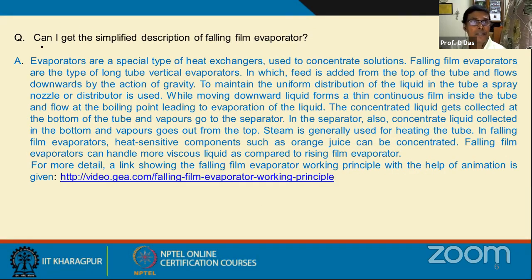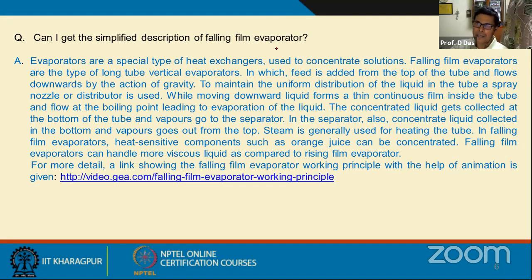Now, the next question that is asked: can I get a simple description of the falling film evaporator? I don't know the background of the student who has asked the question. If it is a chemical engineering student, I hope you understand that the main purpose of the evaporator is to concentrate the liquid, am I right? You are evaporating the moisture. You are taking out the water molecules from the mixture. So you know why you do that. The question comes, why do you do that?